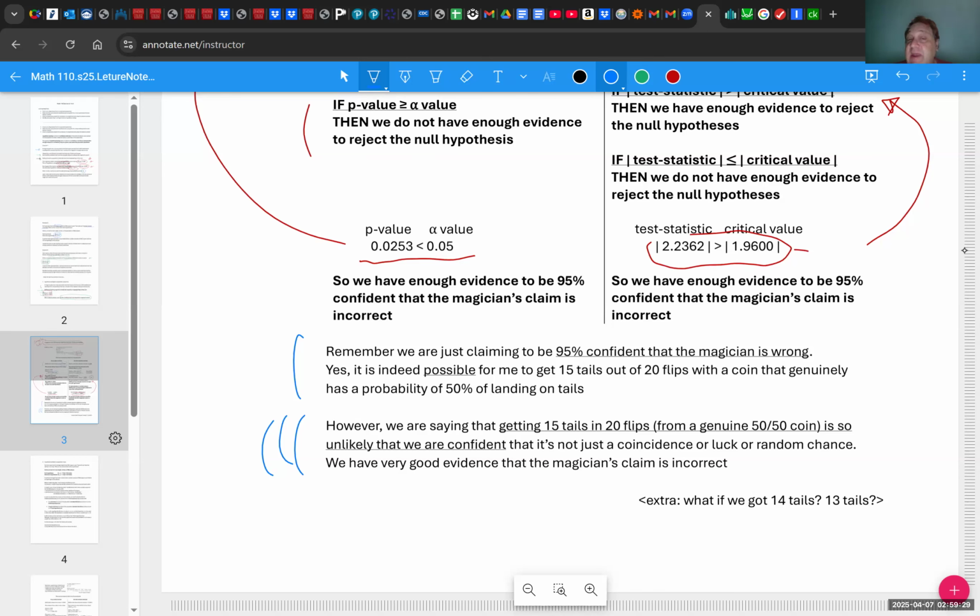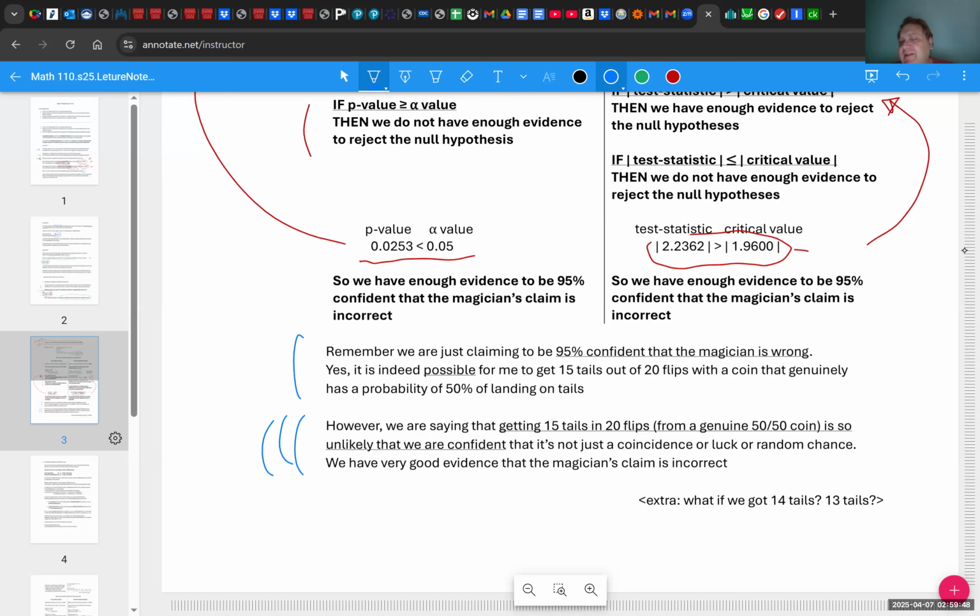What kind of good evidence do we have? We have evidence that 15 tails in 20 flips is so unlikely that we are now 95% confident that the magician is incorrect. All right, so that's how we explain the meaning of the results of our hypothesis test.